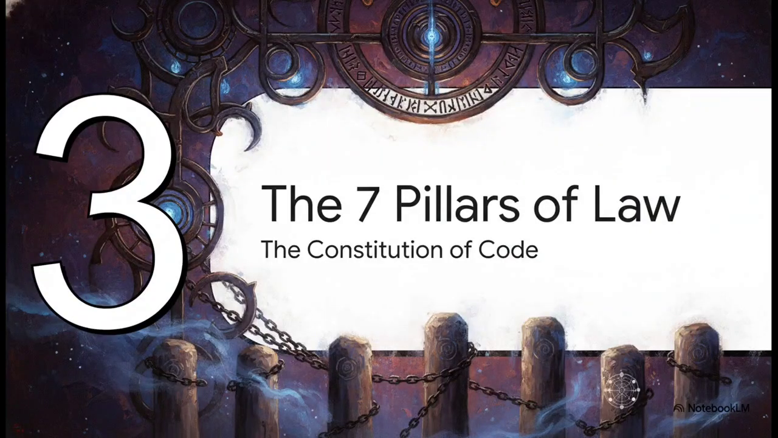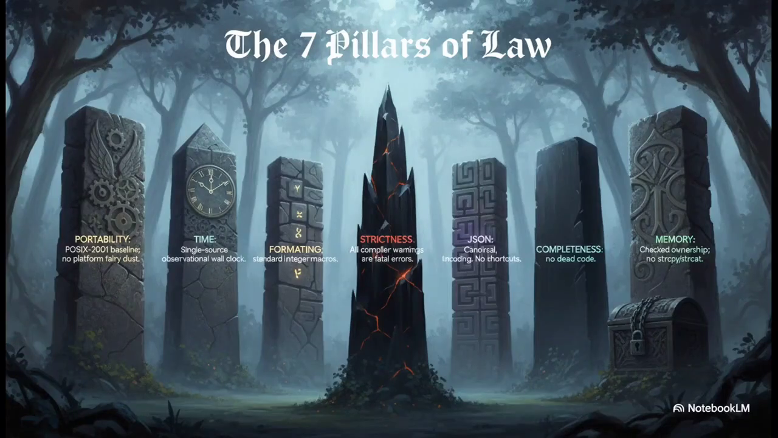Okay, so how in the world do you build something that disciplined? Well, you start by giving it a constitution, an ironclad one. The entire C99 Canon is built on what the project calls the 7 pillars of law. And these aren't just guidelines. They are strict, non-negotiable rules that control every single thing about how the code is designed and how it behaves. And every single one of these pillars is there for one reason, to stamp out any possibility of ambiguity.